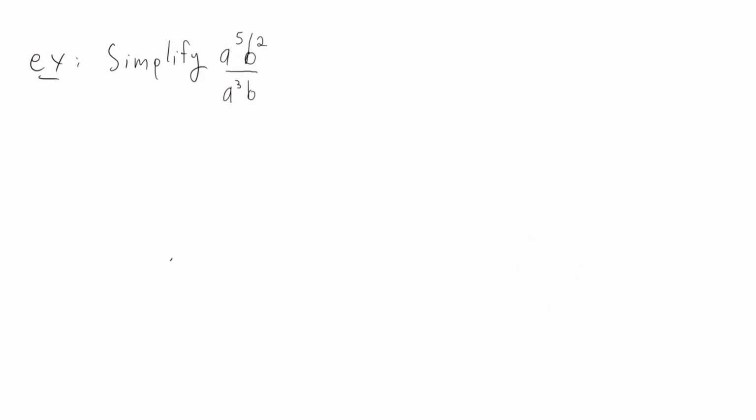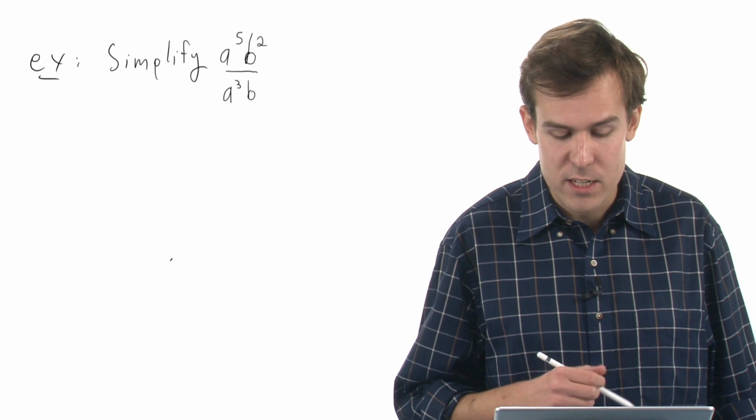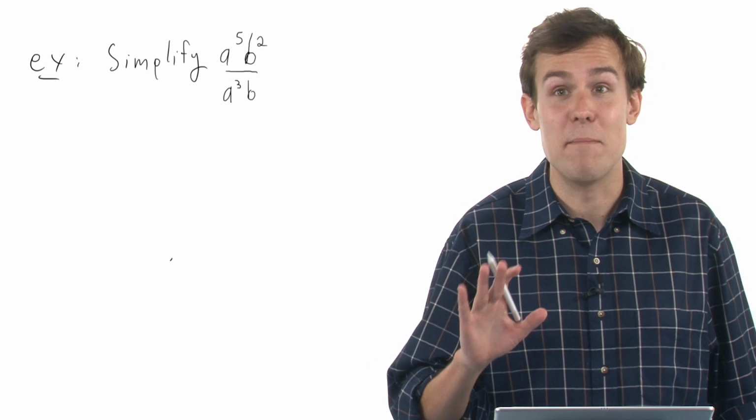Okay, so to learn how to use these things more efficiently, we should just do some practice. So let's look at a couple examples with both variables and numbers that will illustrate how these rules work. So our first example is with multiplying fractions. So I have a to the fifth times b squared divided by a cubed times b. And I'd like to simplify this.